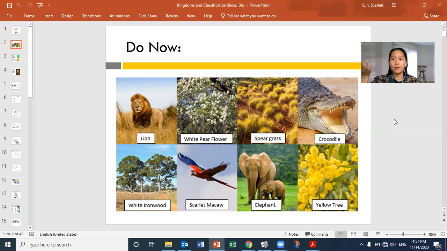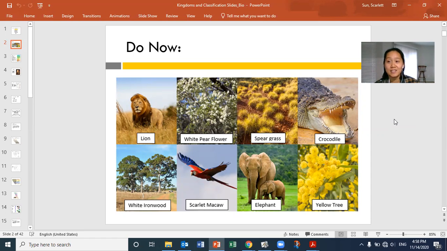So the most common way to group them would be to do animals versus plants, right? And the main characteristic you would separate them by is who's able to move, right? Because we know that lions, crocodiles, scarlet macaws, and elephants are able to move on their own. And then plants like the white ironwood and speargrass technically don't move on their own, right? They experience movement through wind and water, but that's through a secondary path, right? It's not directly on their own. Another way is that the lion and all the other animals are heterotrophs and the plants are autotrophs. So you can group things by a lot of different characteristics. I just gave you two examples.